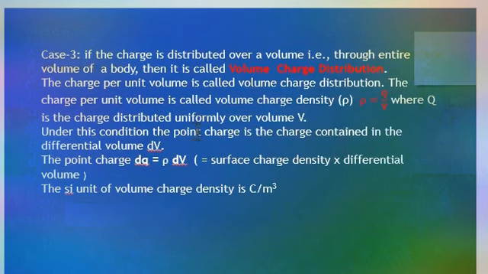If we distribute charge over a volume, we can consider it like this: a box filled with electrons, or charged particles, like gas molecules.